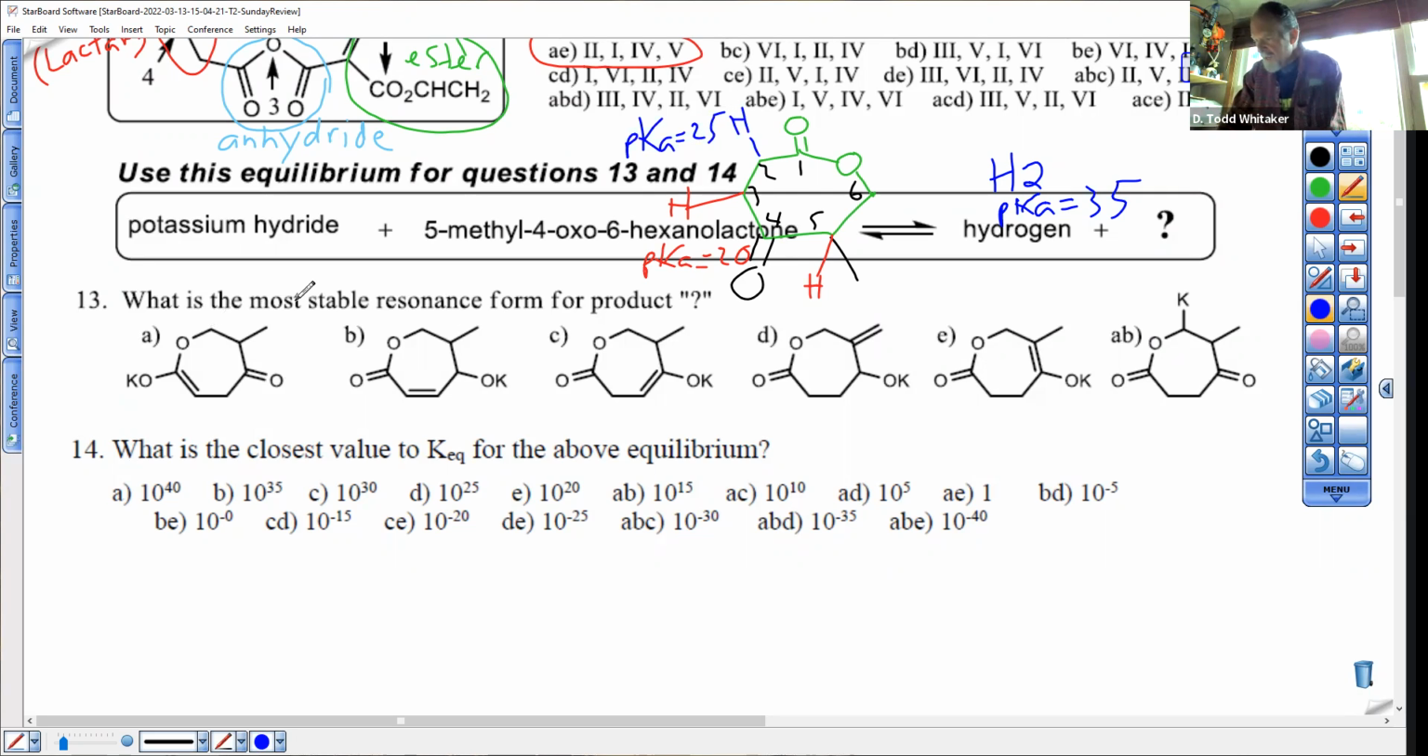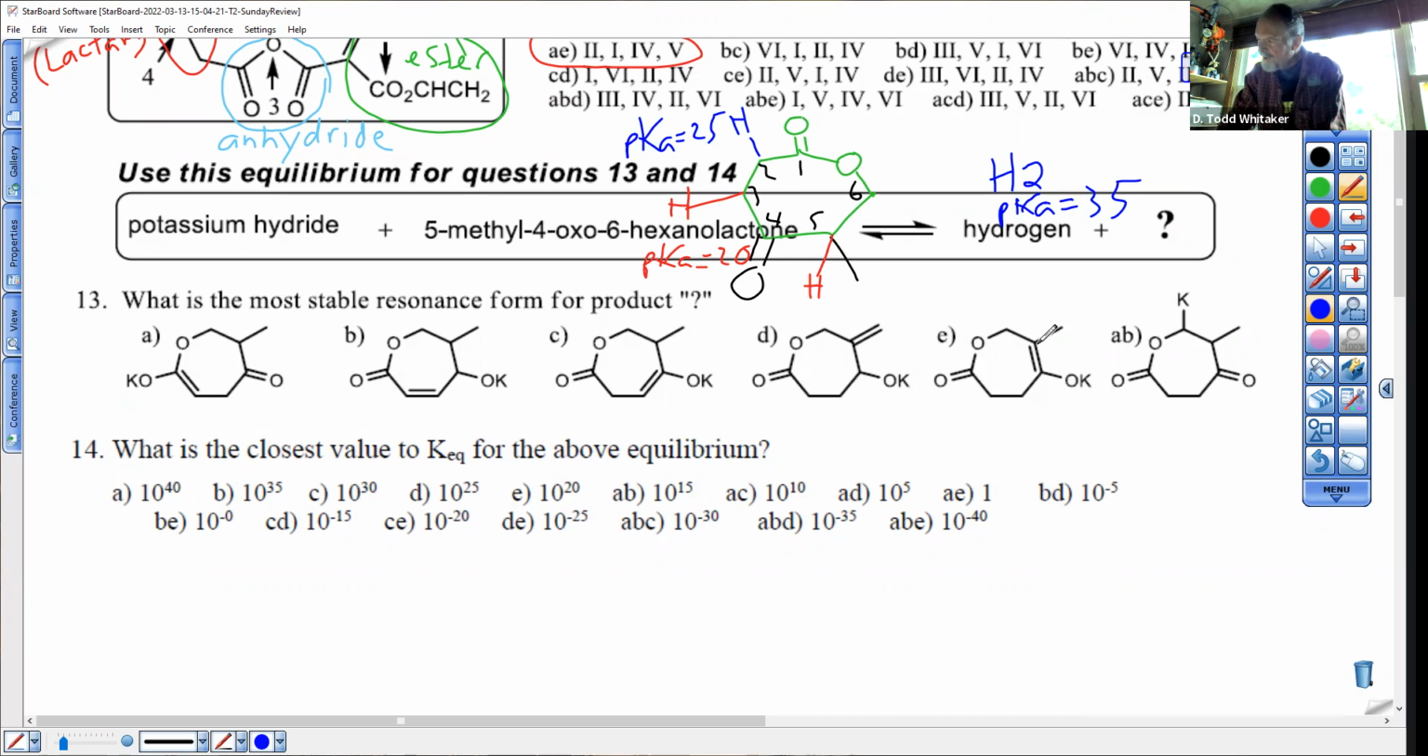Most stable resonance form for product? Well, if you take the H from here, you're going to make an enolate that goes this direction with a double bond that has the methyl on it. If you make an enolate here, you make a double bond that doesn't have a methyl here. It has an H instead. There's another H here I want to point out. And the more substituted one's going to win. So I like the one where the double bond is between the carbonyl carbon and the methyl carbon.